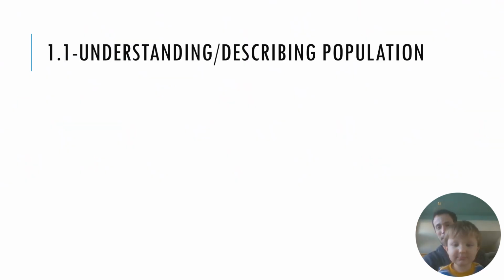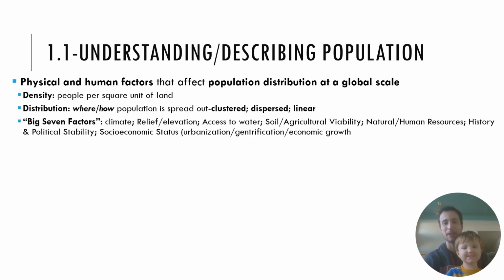So the first topic, Finny, was understanding and describing population, so being able to explain it. There's a couple different things. The first thing, Finian, are physical and human factors that affect population distribution at a global scale. So we talked about density. Density is basically just people per square unit of land. So we're talking about how condensed the people are in an area.